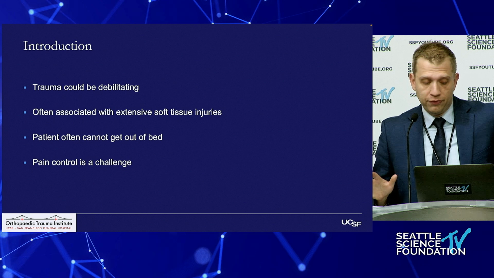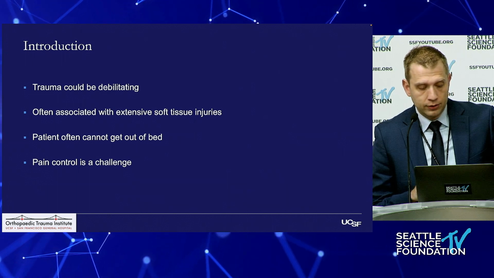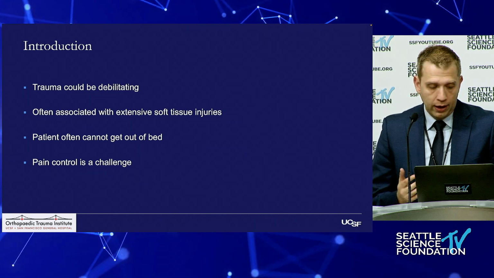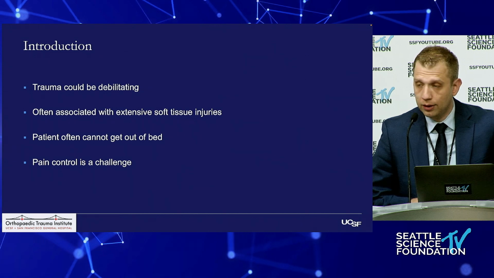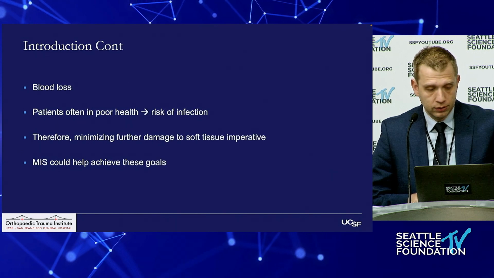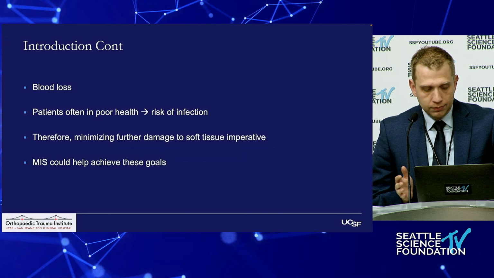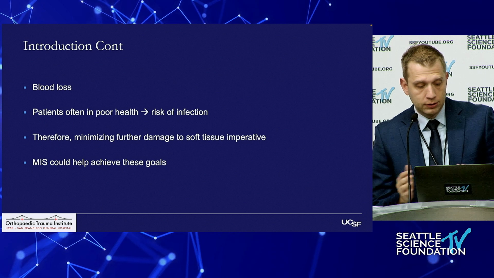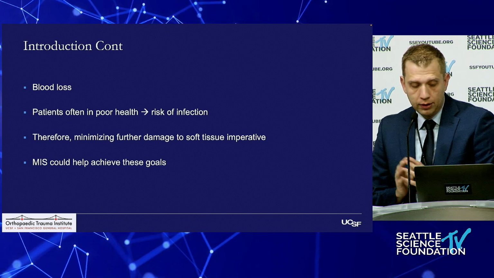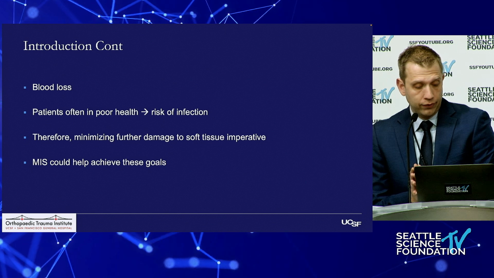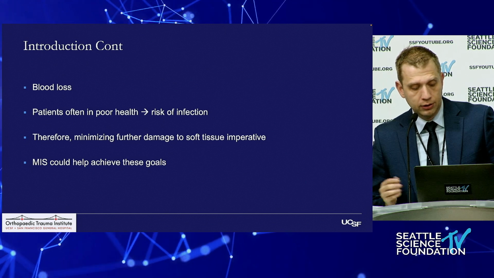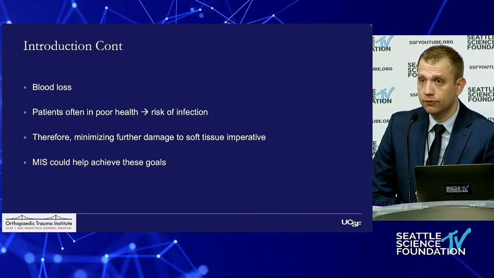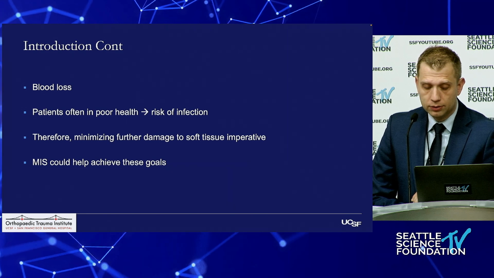Trauma can be very debilitating. It's often associated with extensive soft tissue injuries. Patients often cannot get out of bed, and pain control is a challenge. When you're doing open procedures, there's often the risk of blood loss. Patients are often in poor health. You have the elevated risk of anesthesia, and therefore minimizing further damage to the soft tissue is imperative. And MIS can help achieve all of these goals.